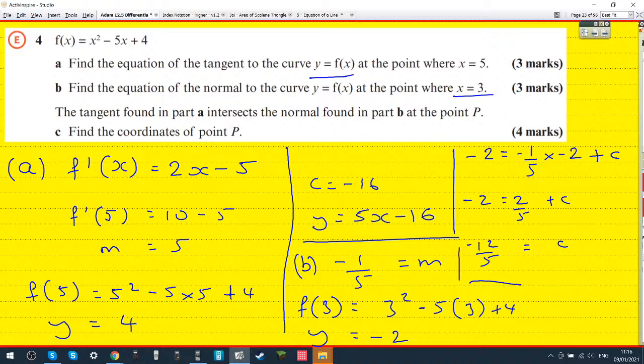And so equation of the normal is y equals minus a fifth x minus 12 over 5. And then you times everything by 5. They didn't tell you to do that, but you could if you wanted, if you didn't want fractions.